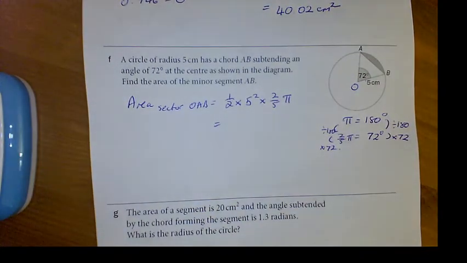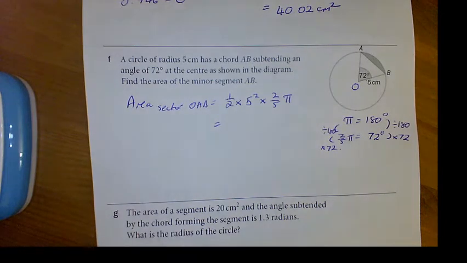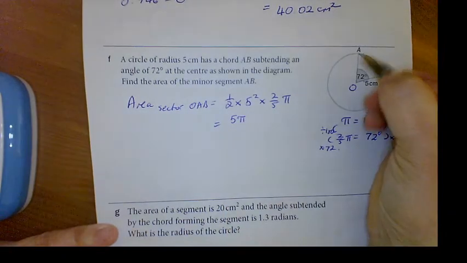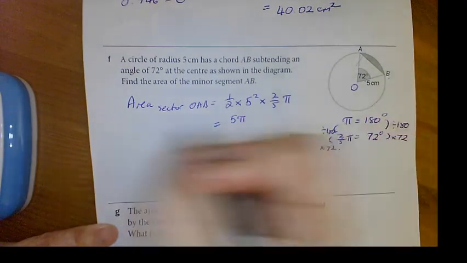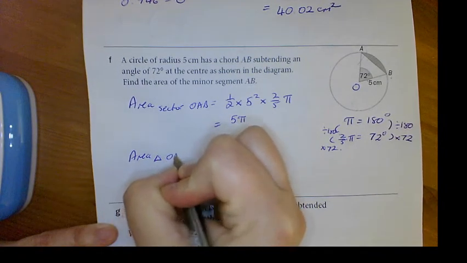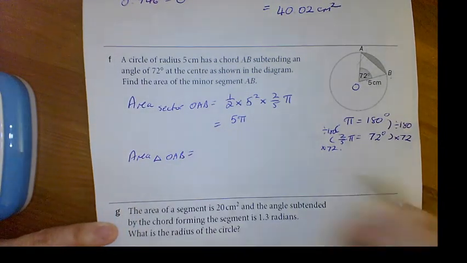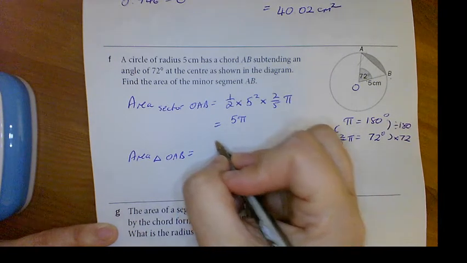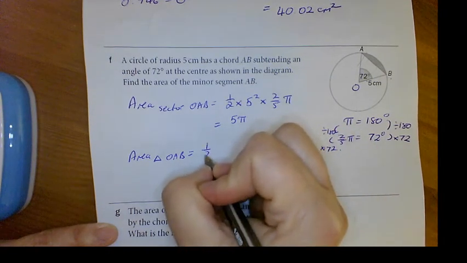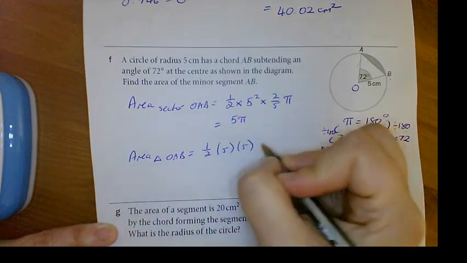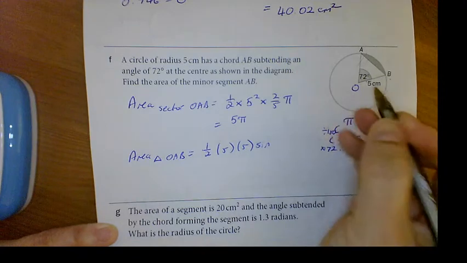Right, put that in, and I get the answer of 5 pi. So that's the area of the whole sector. Now I'm going to find the area of the triangle OAB. Well, that is, if you remember rightly, a half ab sine C. So it's a half times 5 times 5 times sine of 72.